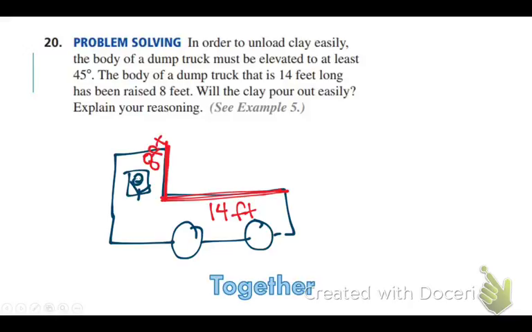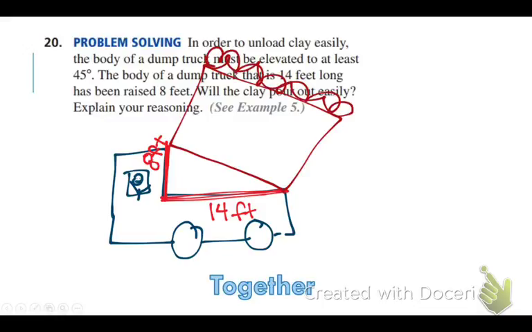Will the clay pour out easily? Well, what kind of shape have we been dealing with? Right triangles. Do you see one yet? Not really. But also, what kind of truck is this? Dump truck. Do you see the part where it holds the dump? No, not yet. So here's what it does. There's clay in it. In order for the clay to unload easily, the body of the dump truck must be elevated to at least 45 degrees.